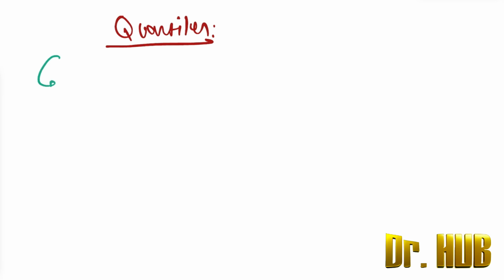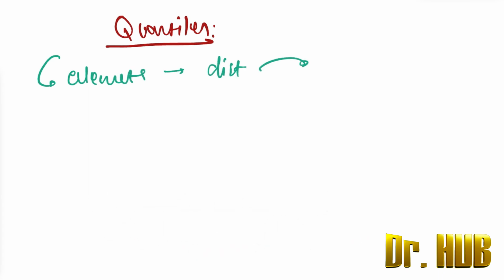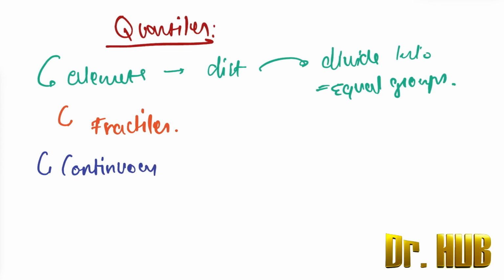So the quantiles are elements in a distribution that divide it into equal groups. They are also referred to as the fractiles. Quantiles are used for continuous and quantitative data.